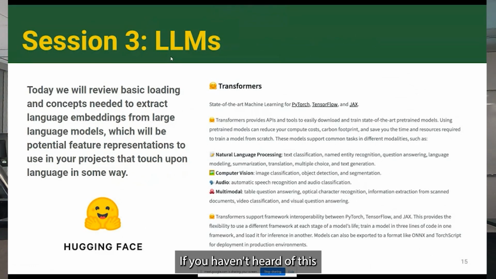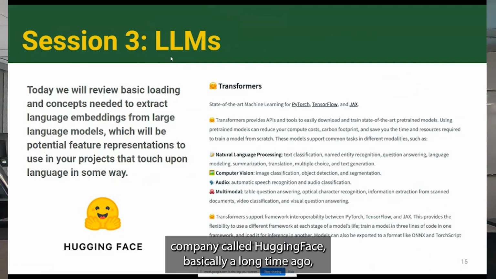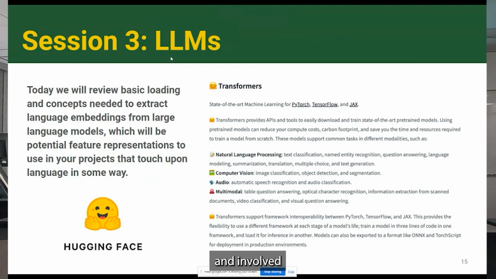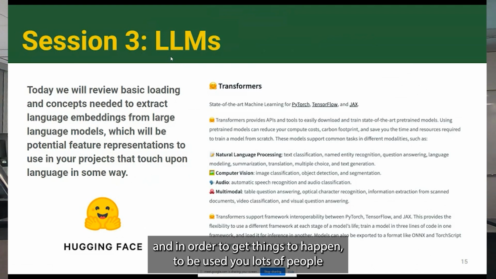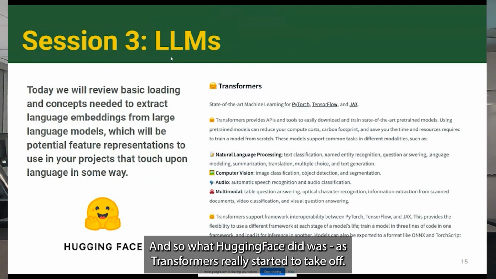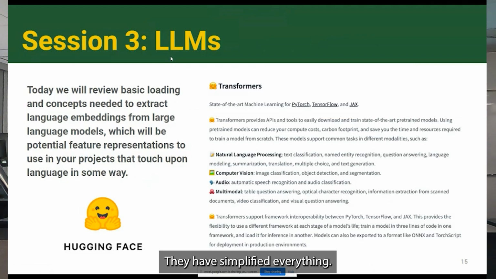Okay, if you haven't heard of this company called Hugging Face, basically a long time ago, transformers were ridiculously complicated to try and get working. They involved very tricky model loading, and in order to get things to be used, lots of people used the standard code released by Google, often misunderstanding a lot of it. And so what Hugging Face did, as transformers really started to take off, was kind of simplify everything.